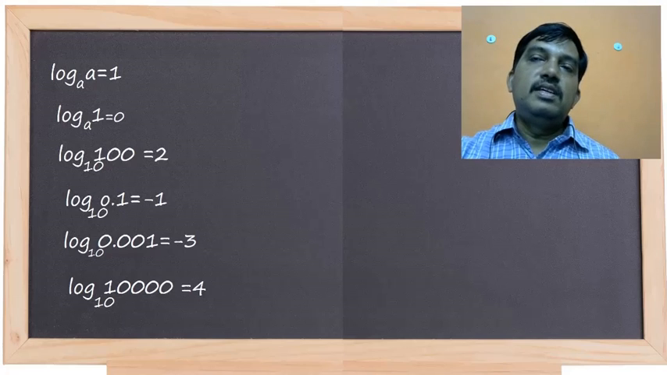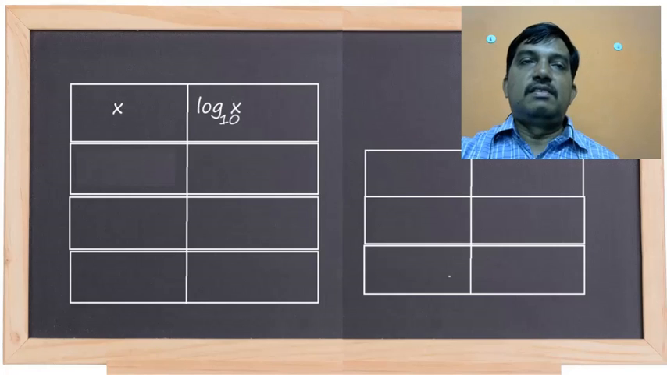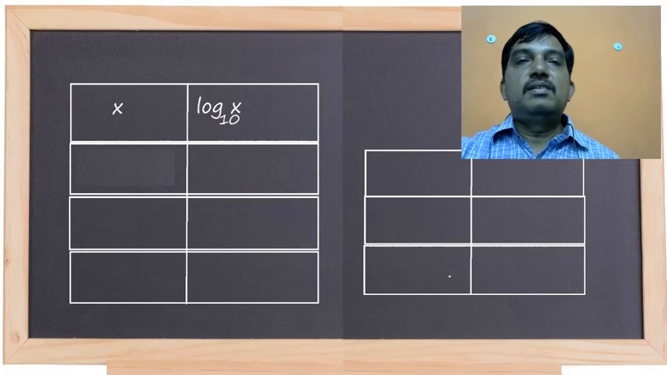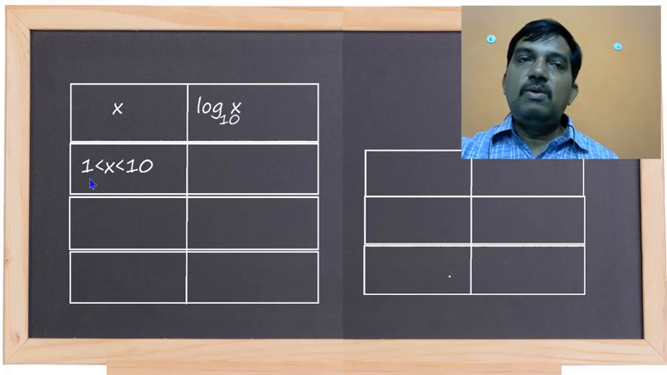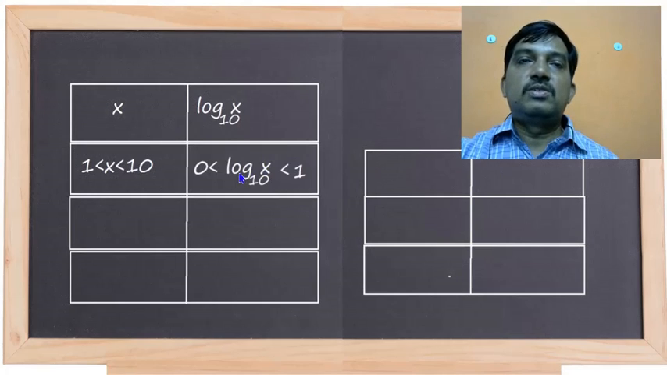I will discuss the values of logarithm in a particular range. See here, I have taken a table with x and log x written here. If the value of x lies between 1 to 10, what is log 1? Log 1 is 0 to the base 10. What is log 10 to the base 10? 1. Thus, if x lies between 1 to 10, log x to the base 10 lies between 0 to 1.